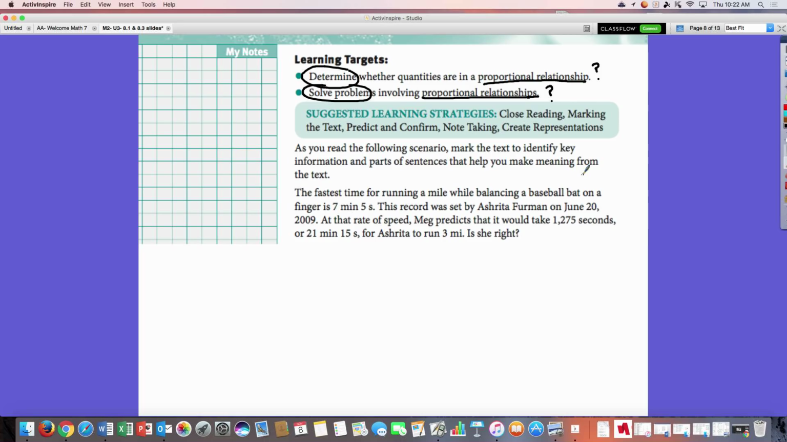So it says the fastest time for running a mile while balancing a baseball bat on your finger is 7 minutes, 5 seconds. I'm not even sure why someone thought that would be a good idea to try to break that record. That's crazy. This record was set by some girl on June 20th, 2009. At that rate of speed, Meg predicts it would take her 1,275 seconds or 21 minutes, 15 seconds to run 3 miles. Is she right? It's a unit rate, right?